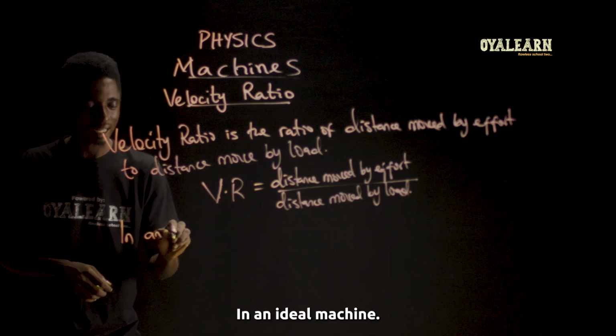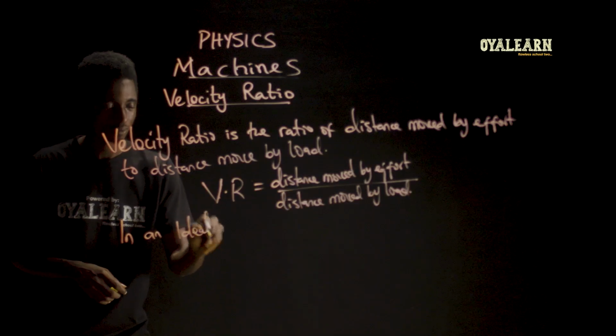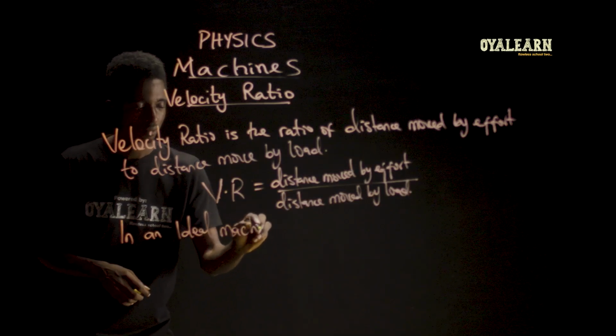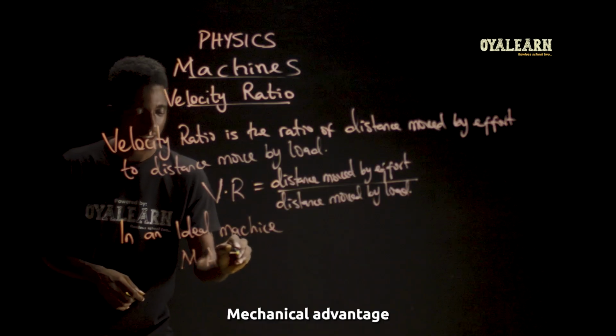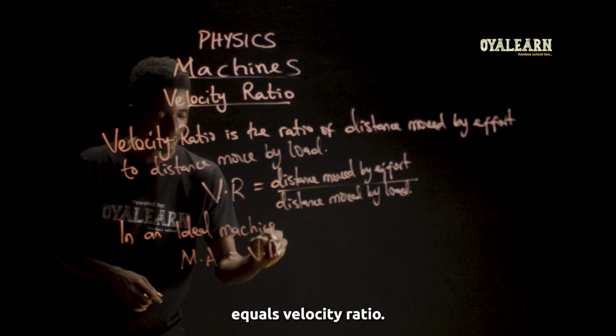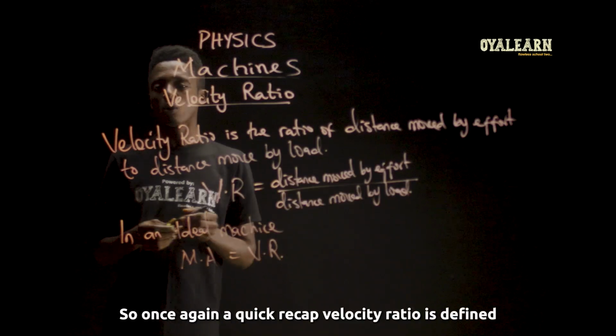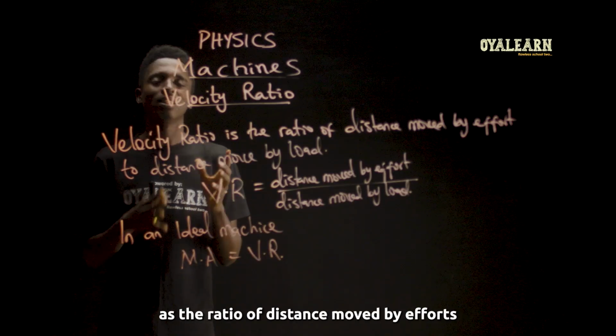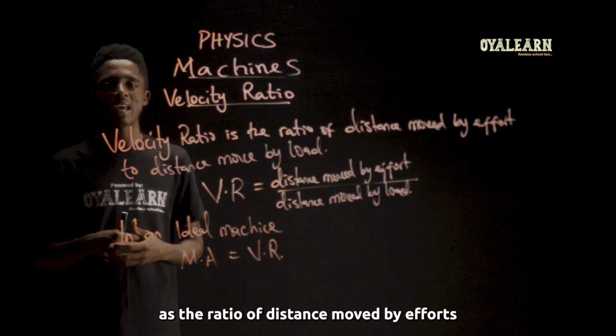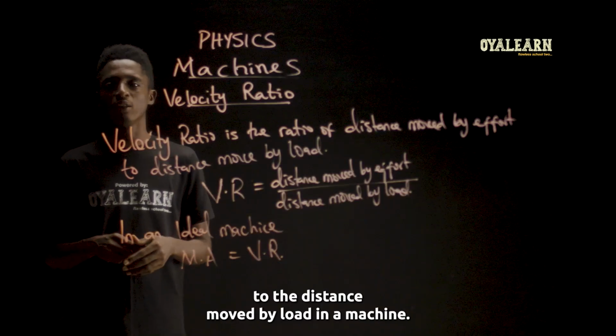In an ideal machine, mechanical advantage equals velocity ratio. So once again, a quick recap: velocity ratio is defined as the ratio of distance moved by effort to the distance moved by load in a machine.